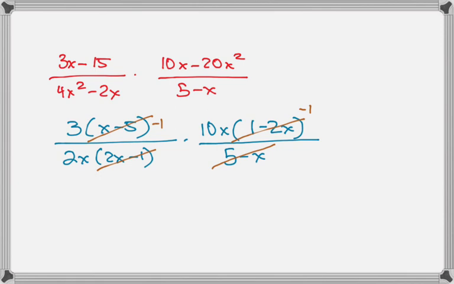The 2x, this x goes against that x, so that's 1. And the 2x, right, Taylor? 2 goes into 2 once and into 10 5 times. You are allowed to reduce that because that's a multiplication. And I think that's all we got now.